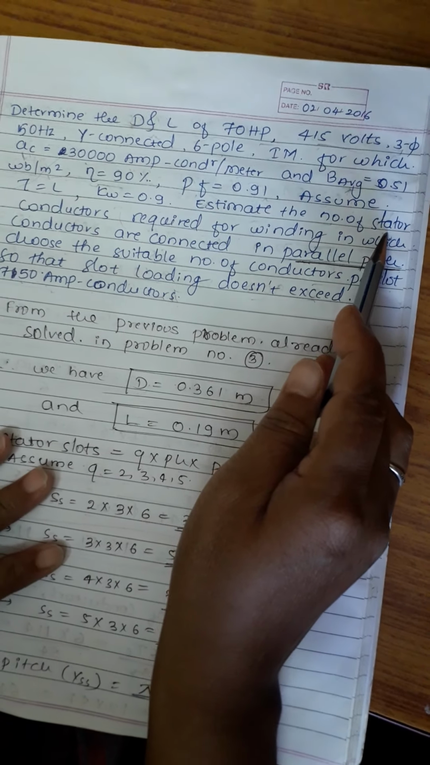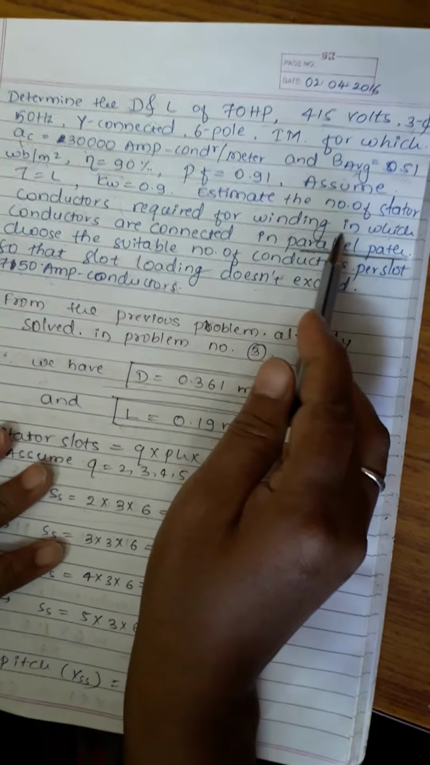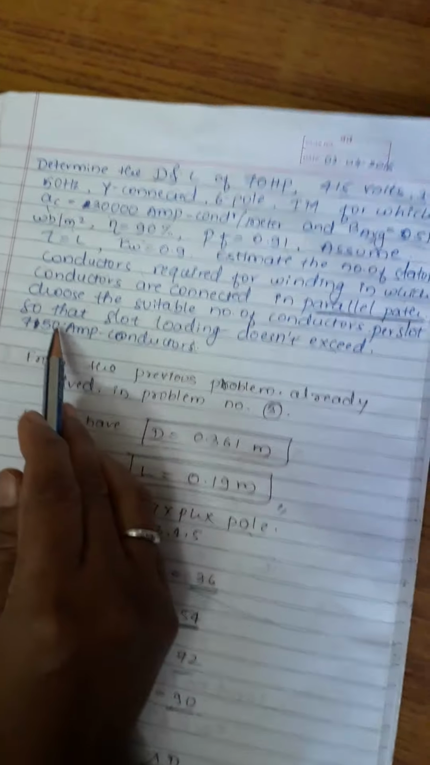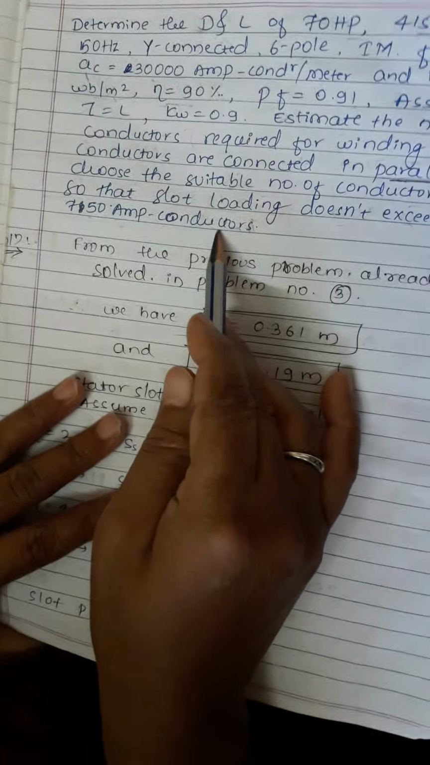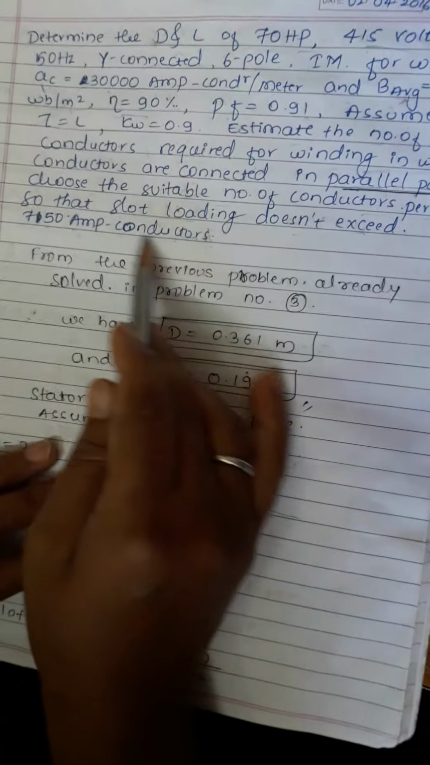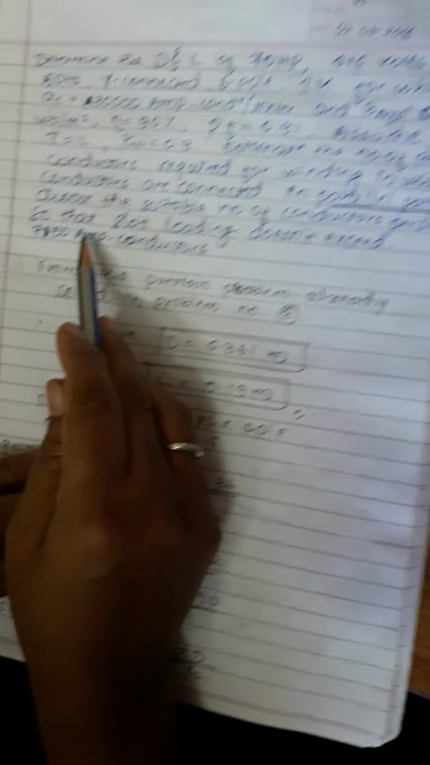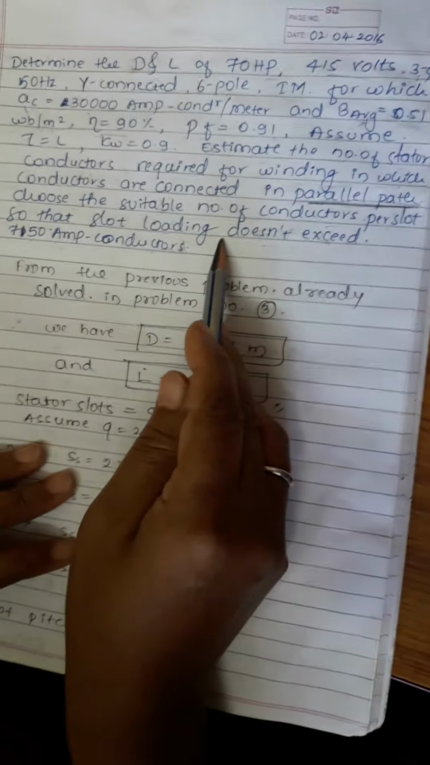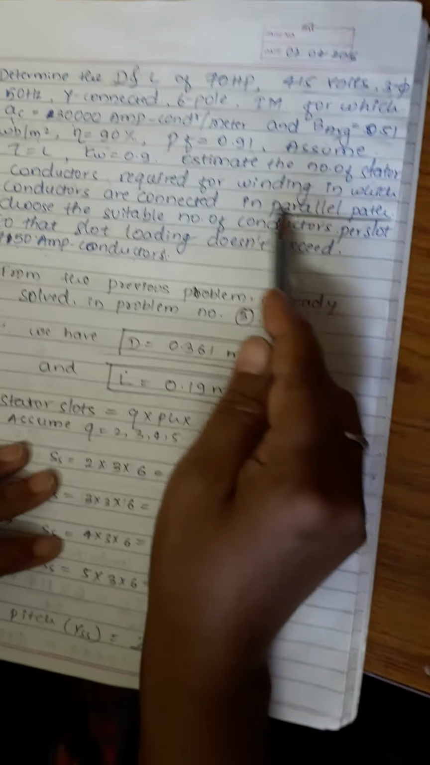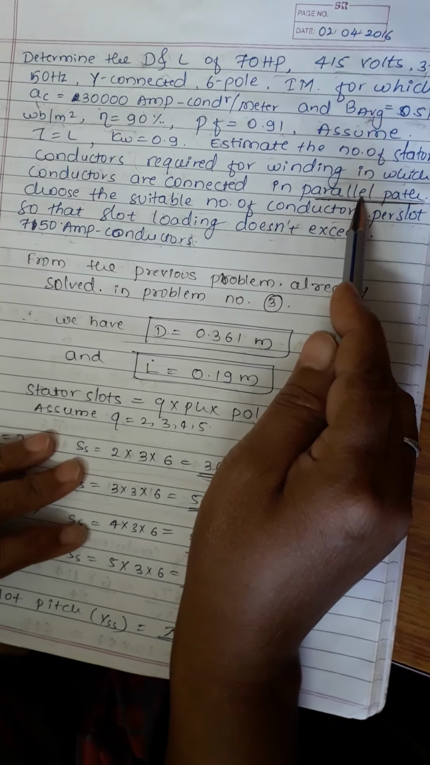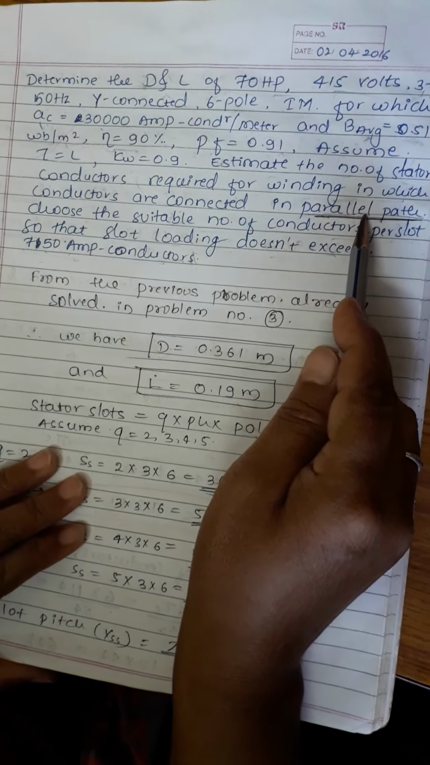Estimate the number of stator conductors required for winding in which conductors are connected in parallel path. Choose the suitable number of conductors per slot so that slot loading doesn't exceed 750 ampere conductors. So here the condition is parallel path is given and the second one is slot loading doesn't exceed 750. Parallel path means you have to take 2, so the number is 2.